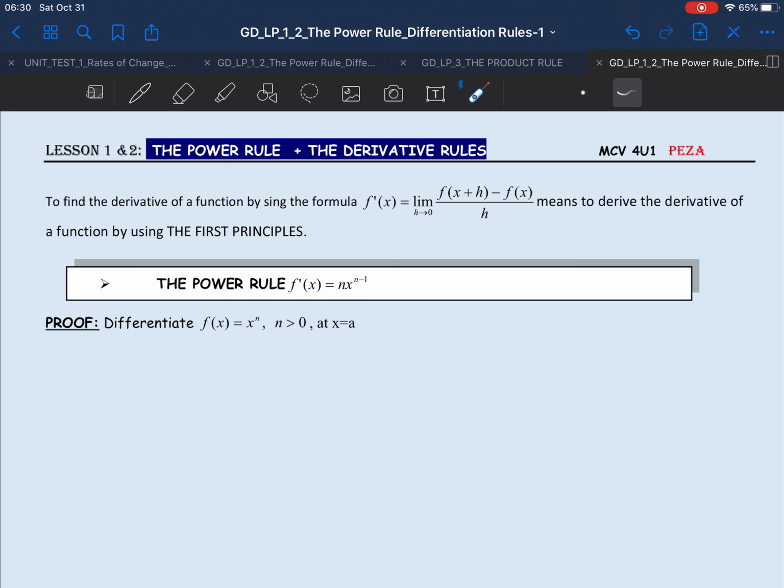Hello and welcome. Today I've decided to take up the challenge of going through one of the most beautiful, fundamental, elegant proofs in calculus, the power rule. A little bit of a background story.